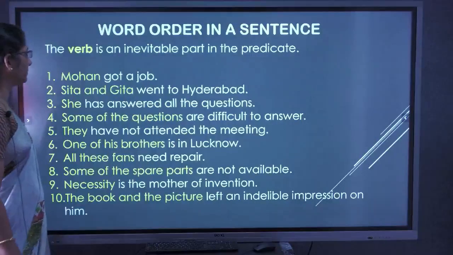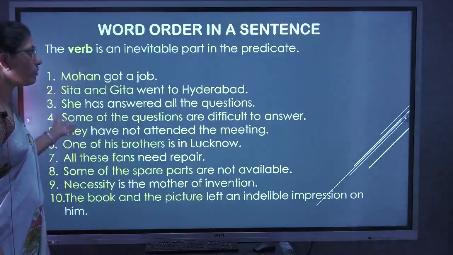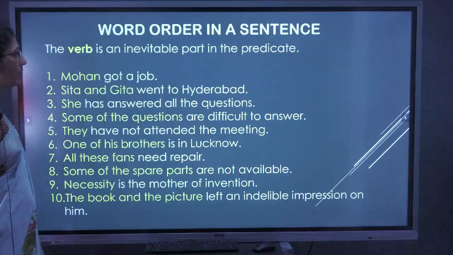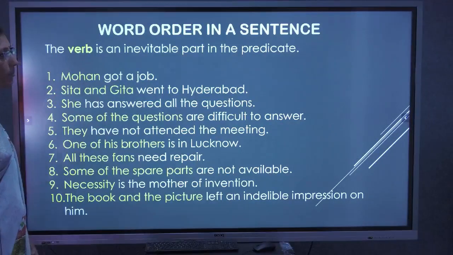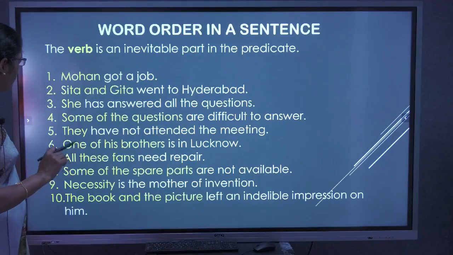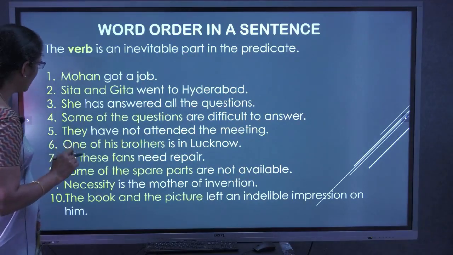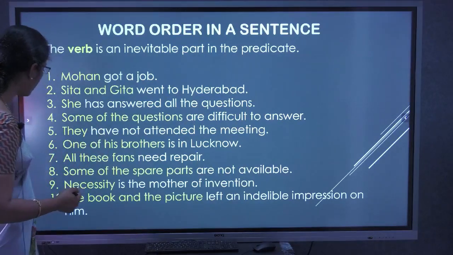Okay, let us see. Now move to the predicate. Already we discussed what is an inevitable part in the predicate. A verb is an inevitable part in the predicate. Okay? Already we have seen all these examples.